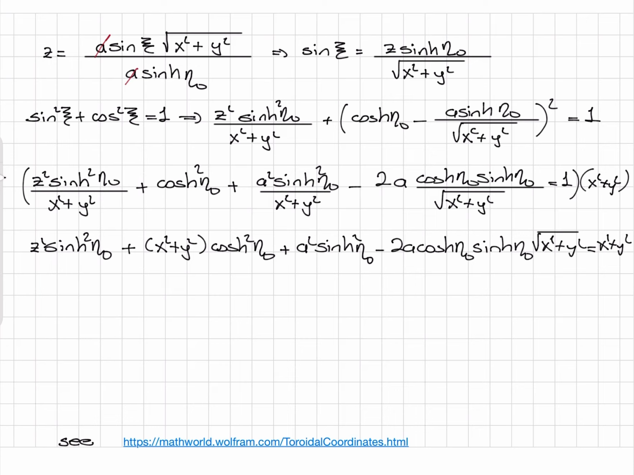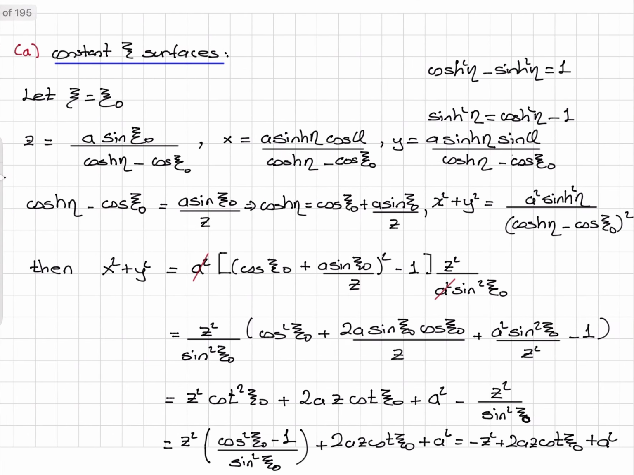Okay, now this is again z squared sinh squared eta 0 plus (x squared plus y squared) (let's see, we have cosh squared eta 0 minus sinh squared eta 0). So cosh squared minus 1 is equal to sinh squared.